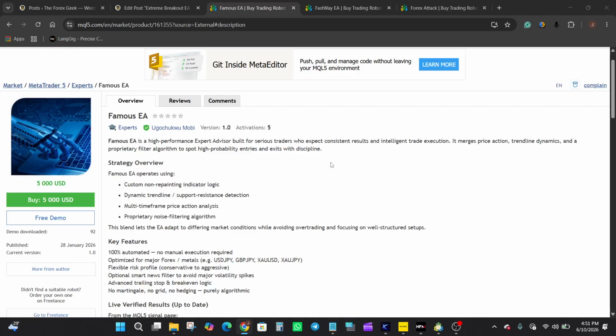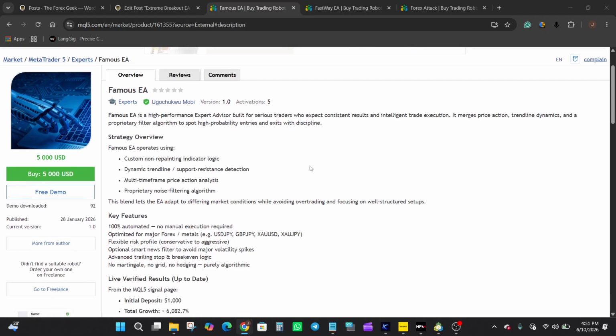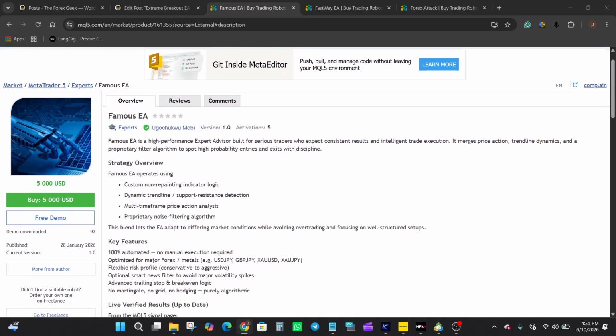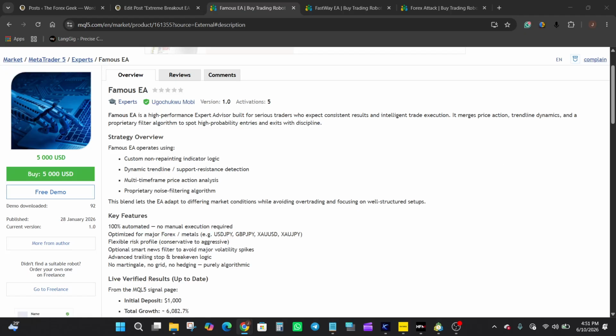Now, from what I can see here, the platform details are not explicitly highlighted on the section I am viewing. So I'll focus purely on what is presented in the EA description and performance metrics. All right. Meanwhile, the famous EA obviously is available for MT5, but it doesn't seem to be available for MetaTrader 4.